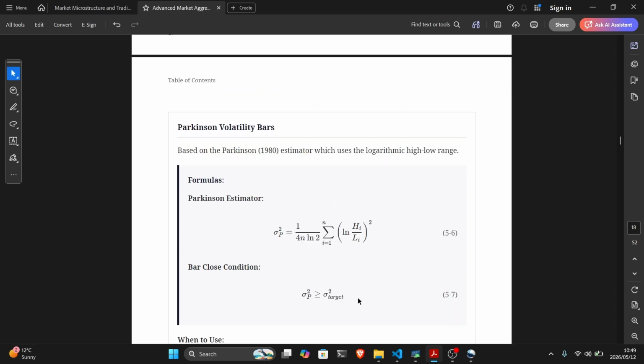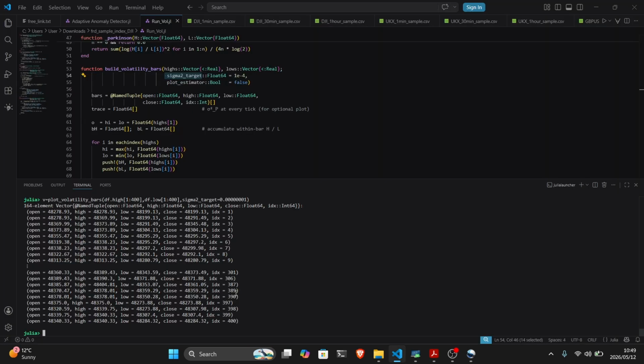Now let's get into the code. I'm going to be using my Dow Jones Industrial data. I already ran this. It has a target of 0.0000001, and if you've ever watched my previous videos on volatility, you know volatility needs targets this small in order to capture the dynamics of the market.